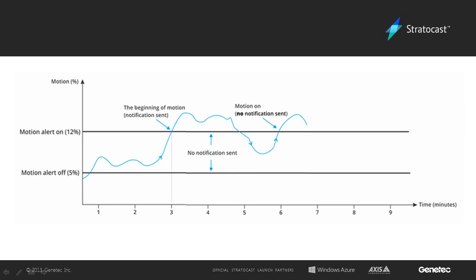If the motion passes 12% again, it will not send a notification since there has been no change. The only time we consider motion to have ended is when it drops below 5%. If it passes 12% after that, we will receive a new notification that motion is on.